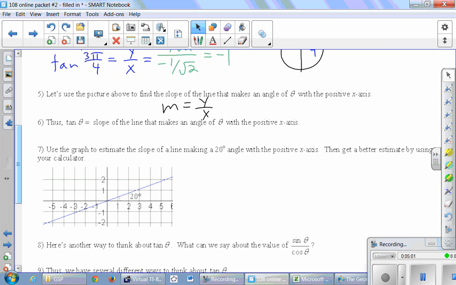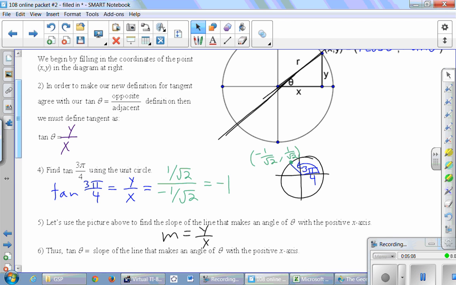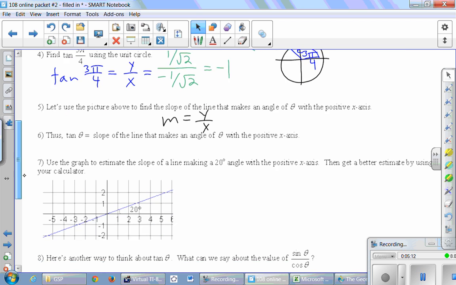So it's a really nice way to think about tangent, this new trig function. It's just telling you the slope of the line. If you are sitting at some angle theta, like in that picture in the top right, then tangent of theta is just the slope of that line.